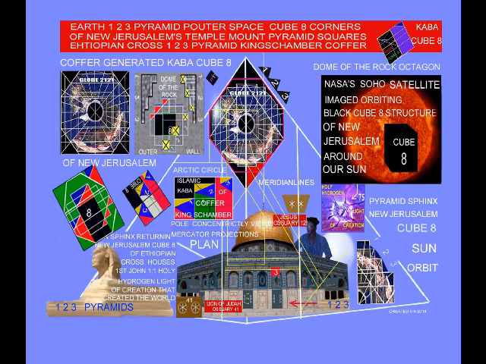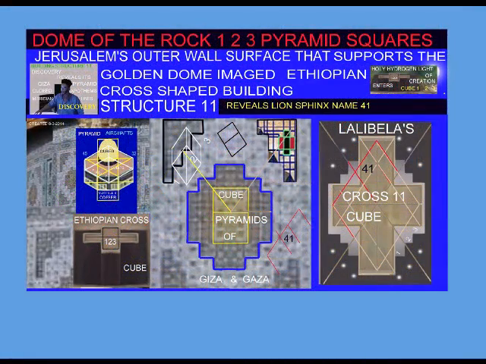So it turns out to be the same design within the Dome of the Rock outer wall stone rectangular window frames, as this Ethiopian cross is seen being flanked by 1, 2, 3 group of the pyramid squares. So when we uncover who returned to the Jerusalem Temple Mount, we must look at the wall area 8, or the wall of the cubic dimensions in New Jerusalem in the Lalibela cross-shaped building structure wall enclosure area. So that tells us who returns to the Jerusalem Temple Mount.